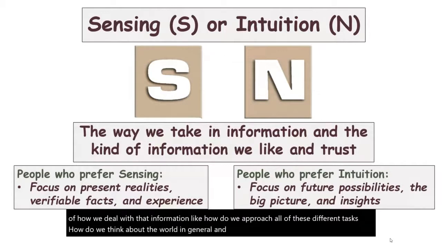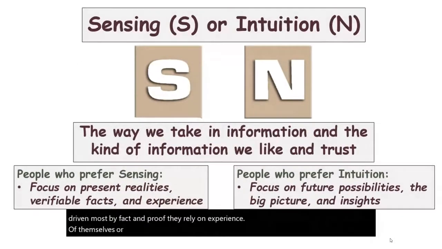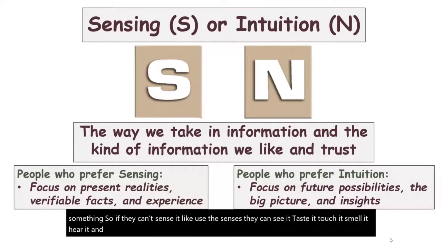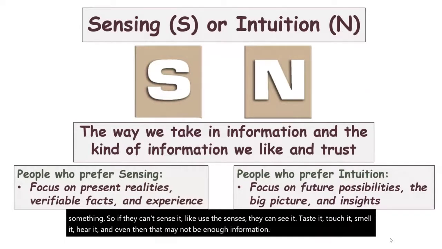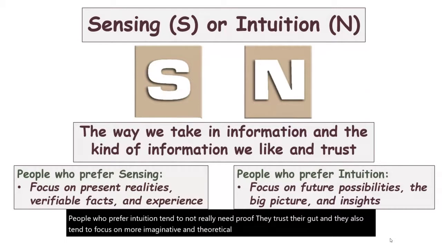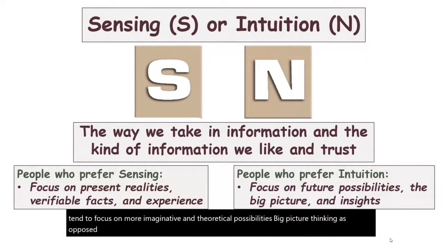People who prefer sensing tend to be driven most by fact and proof. They rely on experience of themselves or other people, and they utilize that to determine whether they trust something. So if they can't sense it, like use the senses, they can see it, taste it, touch it, smell it, hear it, even then, that may not be enough information. People who prefer intuition tend to not really need proof. They trust their gut, and they also tend to focus on more imaginative and theoretical possibilities, big picture thinking, as opposed to what does the proof tell us.